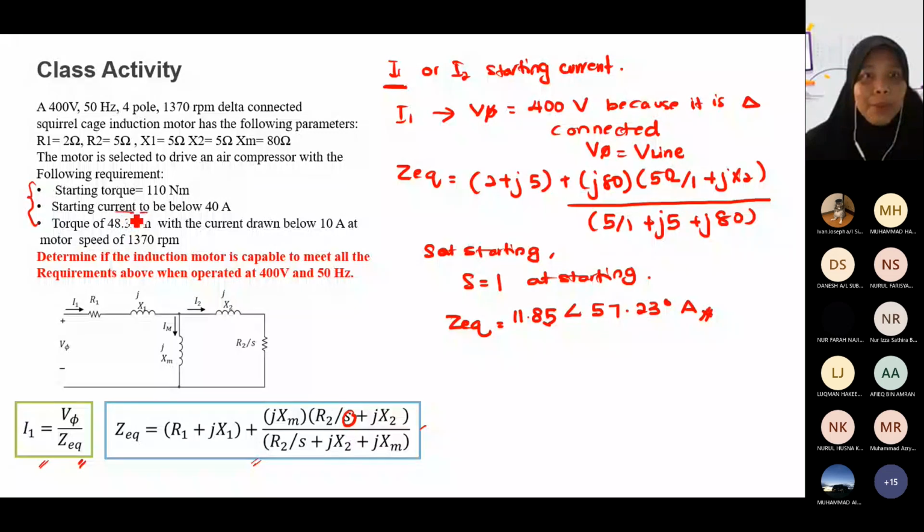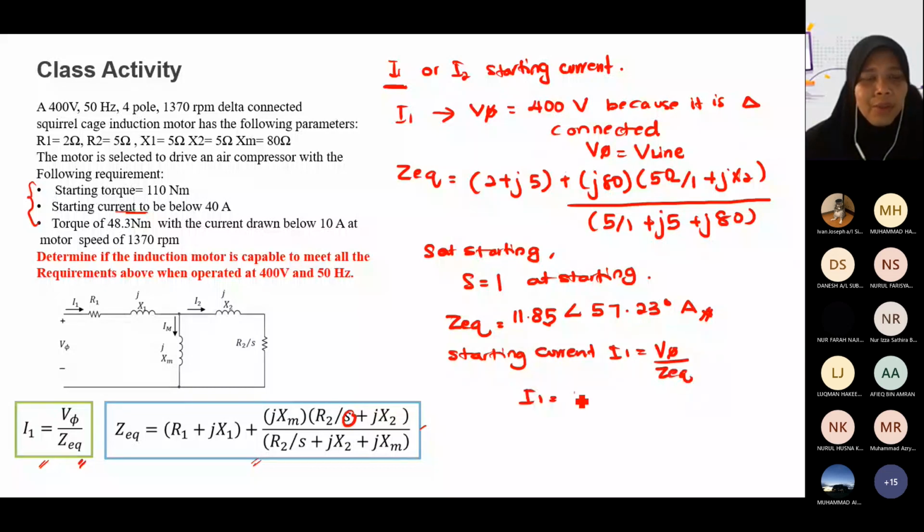So now we want to calculate the starting current and make sure it is below 40 in order to run this compressor. We want to know whether it's below 40 or not. So the starting current, we're using this formula: I1 equals V phase over Z equivalent, and V phase is 400.